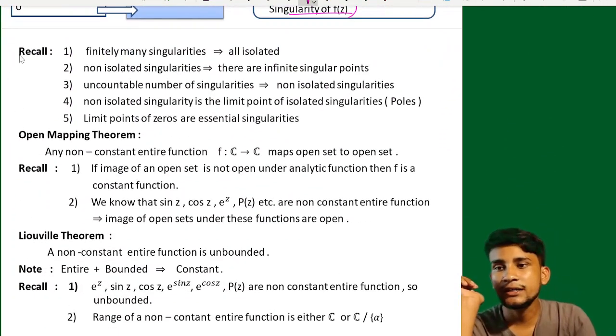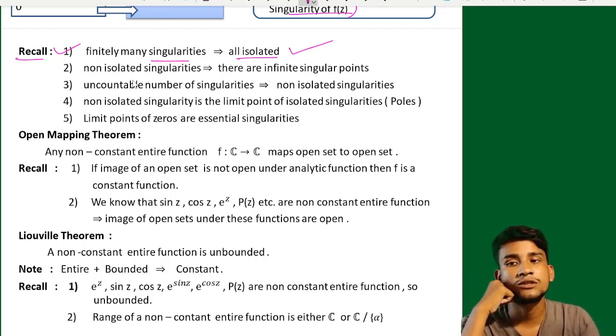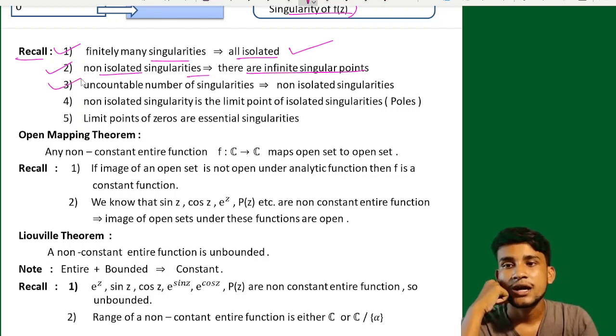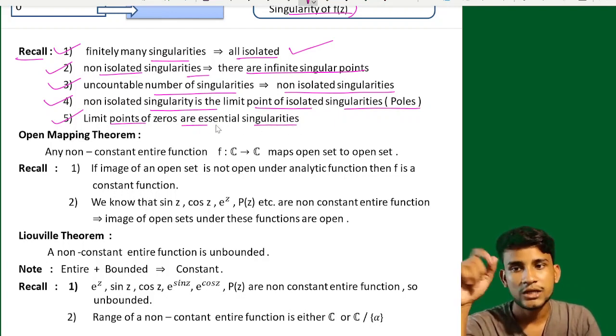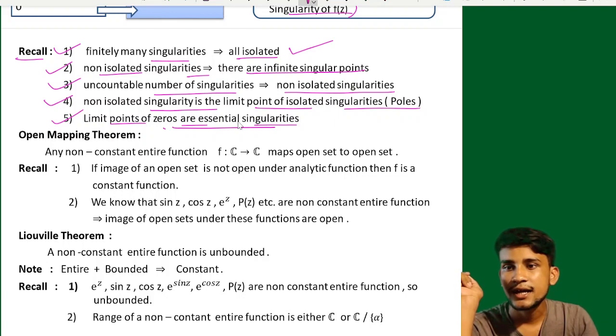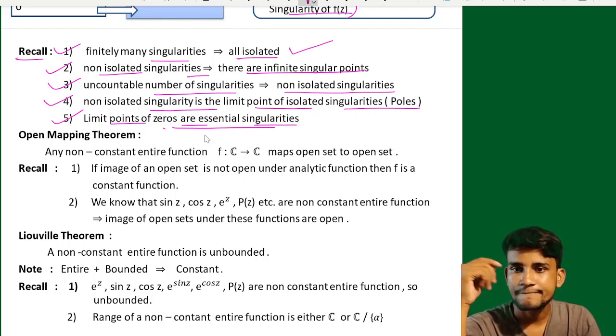Now some recalling. The first one: finitely many singularities implies all are isolated singularities. Second: non-isolated singularity implies there are infinitely many singular points, an uncountable number of singular points. A non-isolated singularity is the limit point of isolated singularities or poles. Fifth: limit points of zeros are essential singularities. And another concept is limit point of poles, which I think is also given in some result.